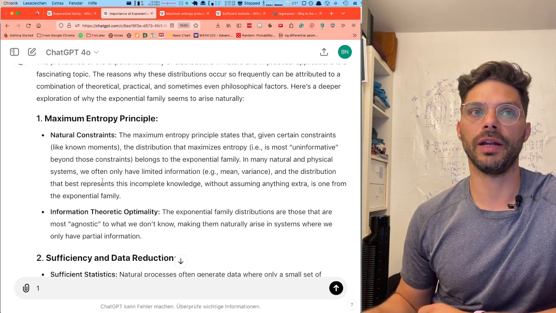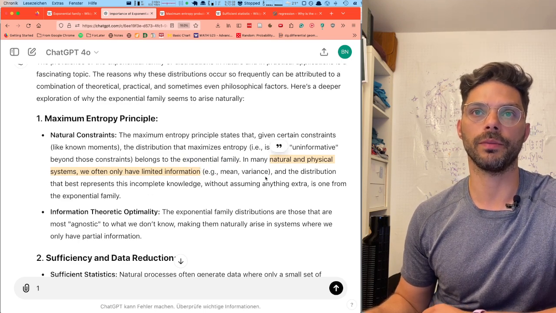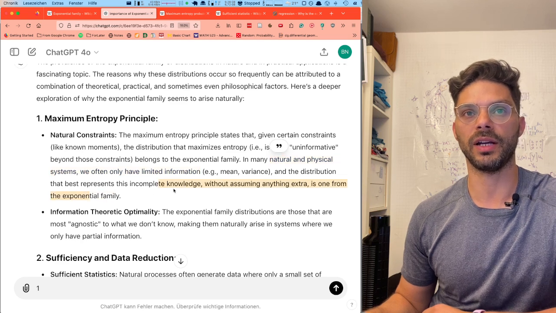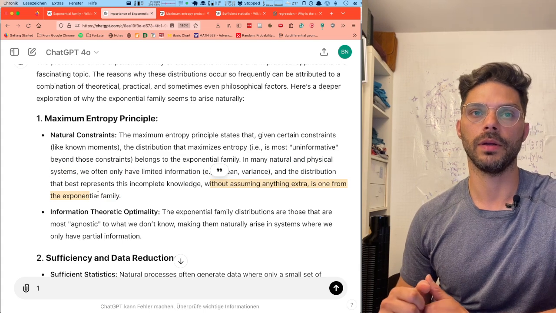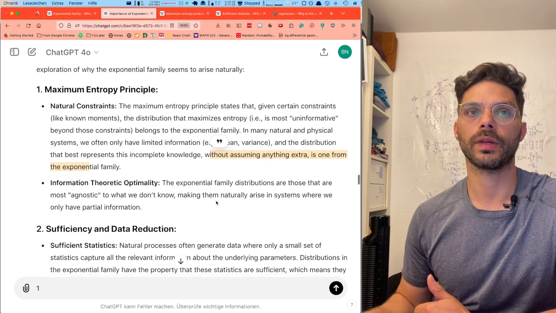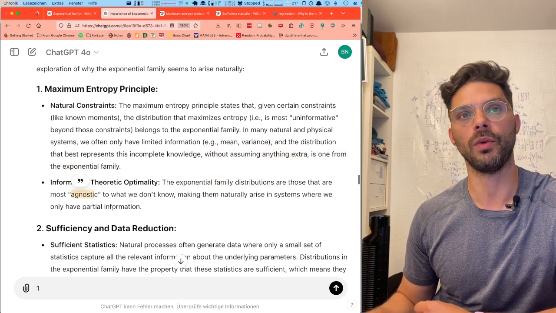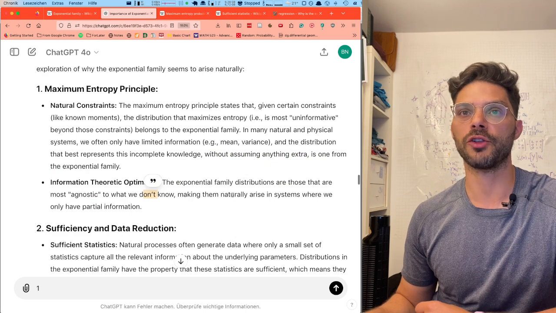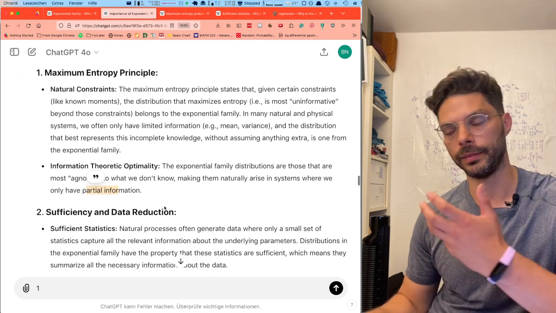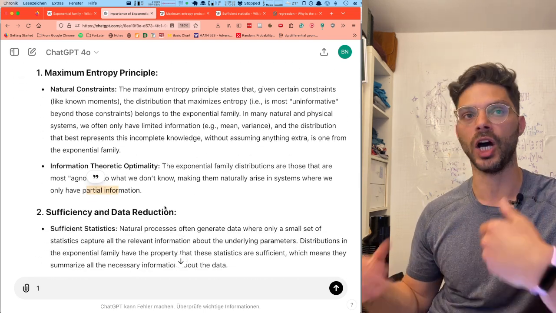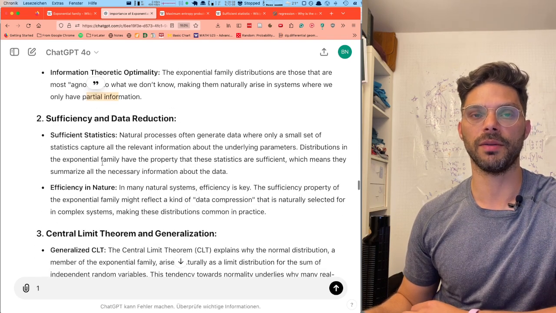In many natural and physical systems, we often only have limited information, and the distribution that best represents this incomplete knowledge without assuming anything extra is one from the exponential family. So, another way of saying it is the exponential family distributions are those that are most agnostic to what we don't know, making them naturally arise in systems where we only have partial information. So they're not biased towards anything beyond what we've told them. Okay, now this is actually quite interesting. It gives some interesting answers here.